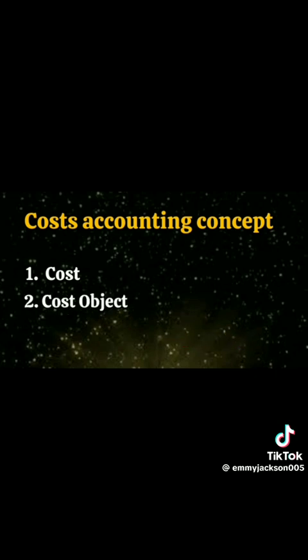2. The cost object. A cost object is anything for which cost information is collected. It can be a product, service, project, department, or any other identifiable unit within an organization. 3. Cost accumulation. Cost accumulation involves collecting costs related to a particular cost object. This process includes the identification, measurement, and recording of costs.